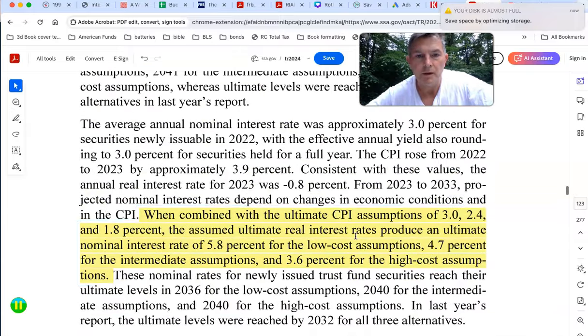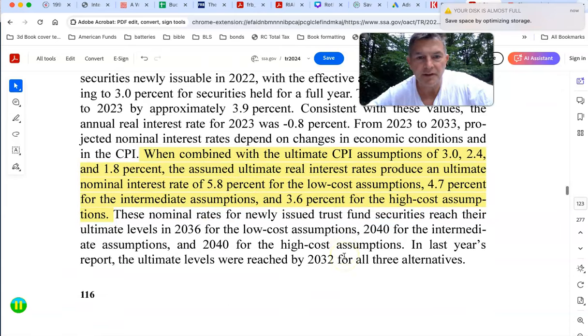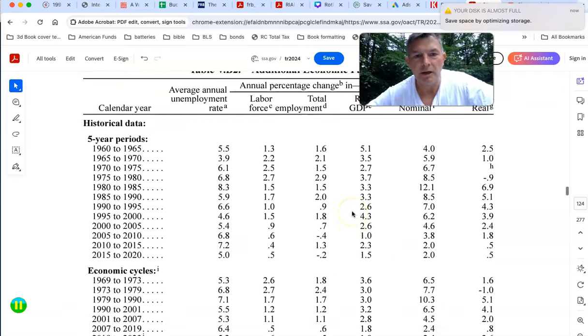All right. And then lastly, when combined with the ultimate CPI assumptions of 2.4%, the assumed ultimate real interest rate produce an ultimate nominal. They say ultimate three times in one sentence. That's not good. You don't want to say that three times in the same sentence. When combined with the CPI assumptions of 2.4, the assumed real interest rate produce a nominal interest rate of 5.8% for low cost and 4.7% in intermediate cost. Anyway, all right, so that's all we're going to talk about here.